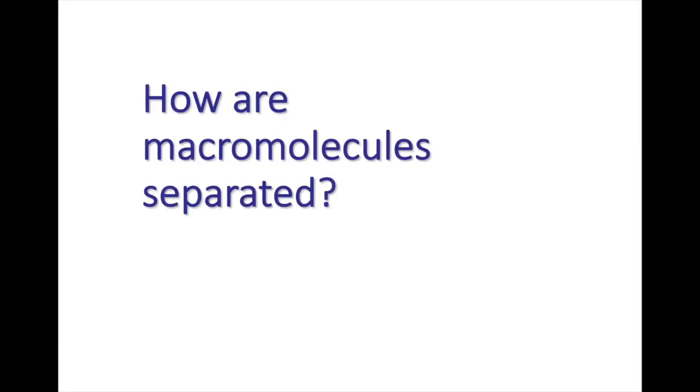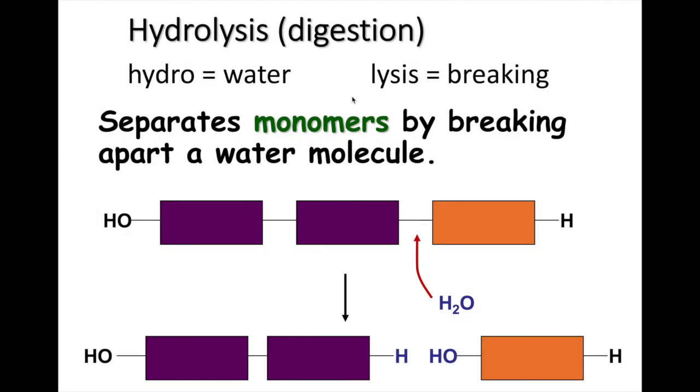And the way that macromolecules are separated is actually the reverse of the way that they're put together. So in this particular case, we have hydrolysis, water breaking, hydrolysis. Also digestion. This is what living things do to break down big polymers into their monomers. What do they do with those monomers, like a sugar or an amino acid or a nucleotide or a fatty acid? They use that to build new and different polymers.